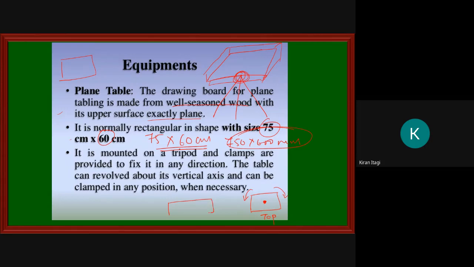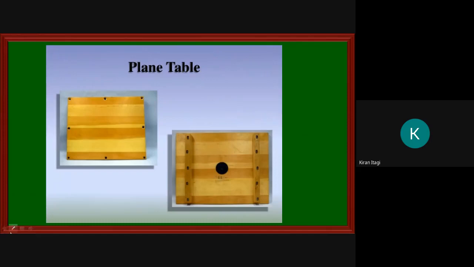If I draw the front elevation, this is my vertical axis. This can be rotated in any direction up to 360 degrees. So here you can see, this is your plane table. 600 mm, this is 750 mm, or you can write it in centimeters also, 75 cm by 60 cm.